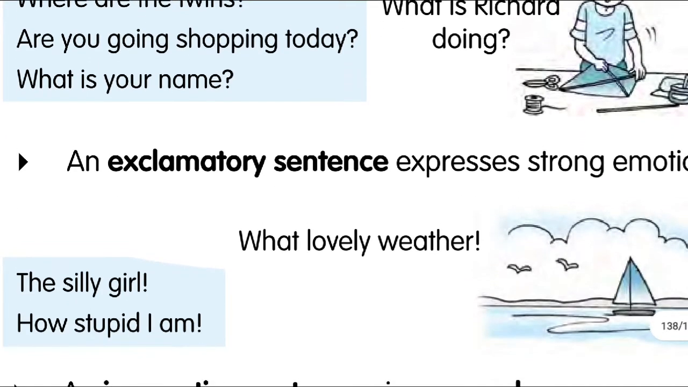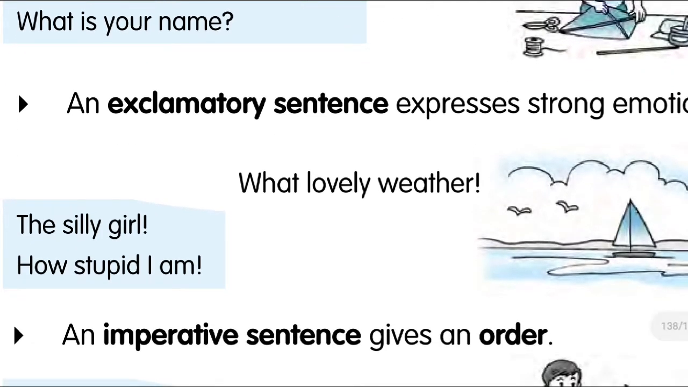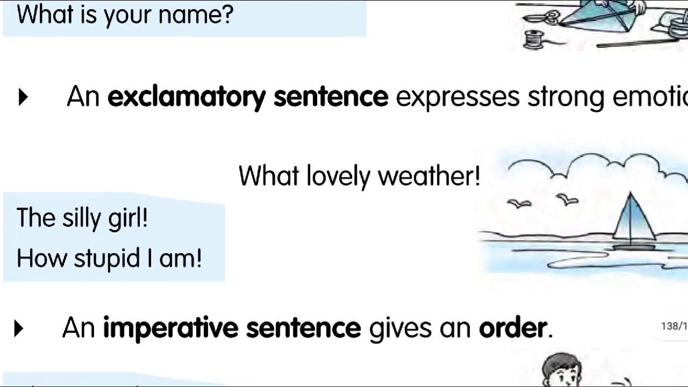The next part is about exclamatory sentences. We have already read about interjection in the previous one. So it expresses strong emotions. The silly girl, how stupid I am, what a lovely weather. You can see here it ends with an exclamation mark also.